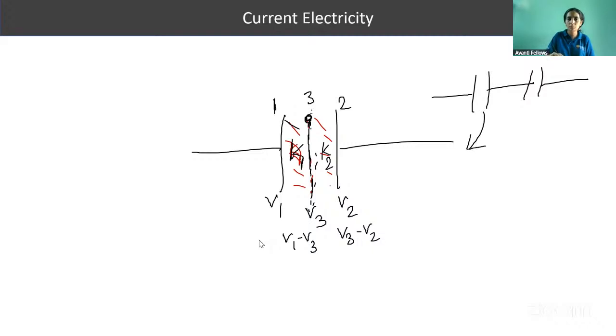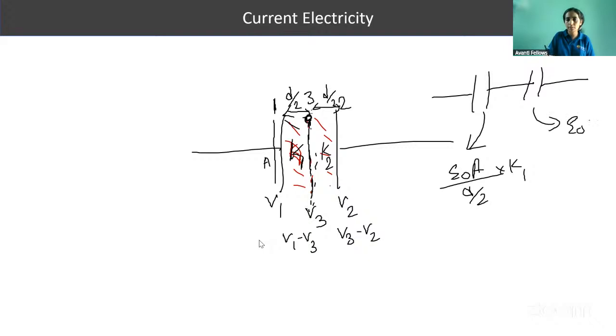Now, this also has plate area A, but the distance is getting divided. Let's say this is d by 2 and this is another d by 2. So this is epsilon naught A by d by 2 into K1, and this is epsilon naught A by d by 2 into K2. So this is how you can do it.